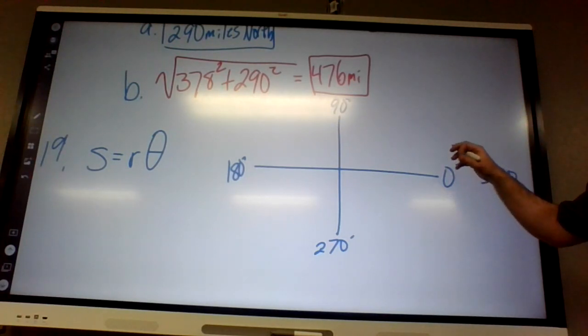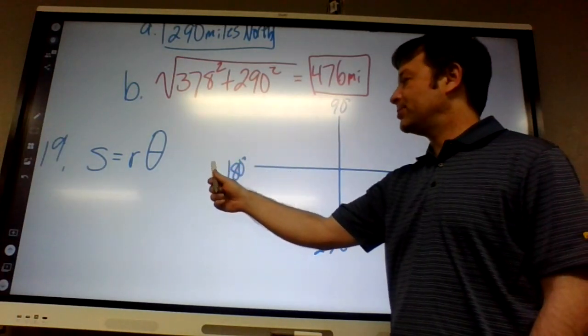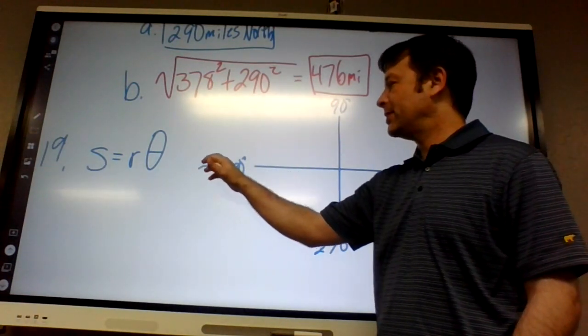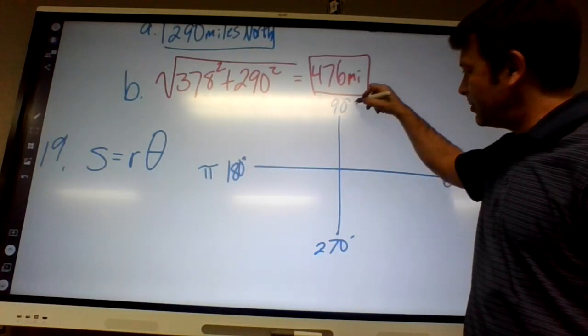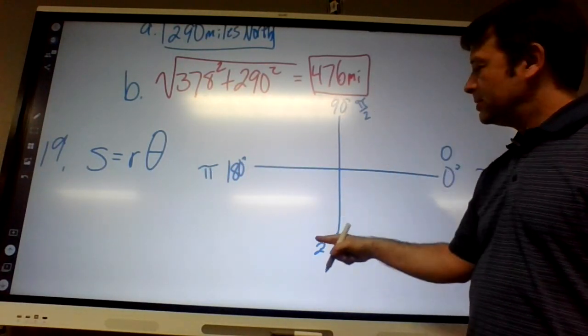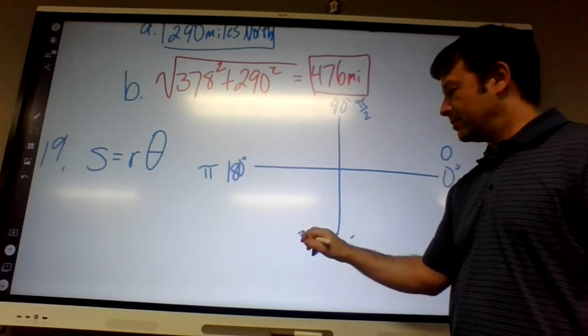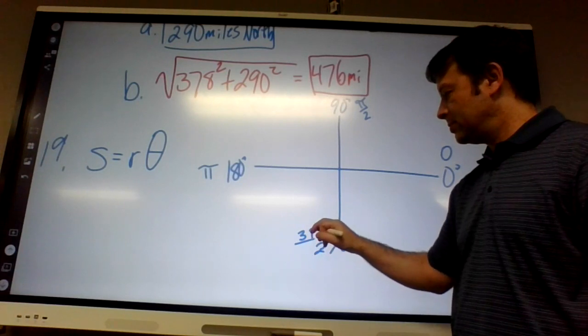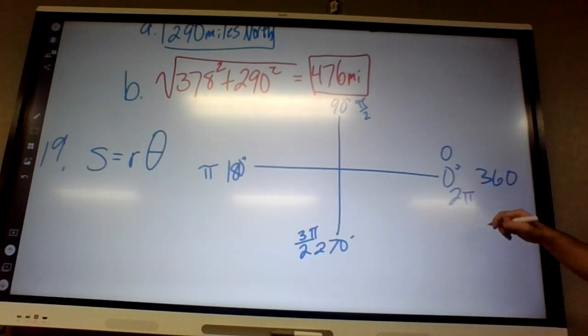In radians, this was 0 radians. How many radians was 180? Pi. And so 90 was half of that, so 1/2 pi, or pi over 2. It's like 1.5, or 3/2, or 3 pi over 2. 2 pi.